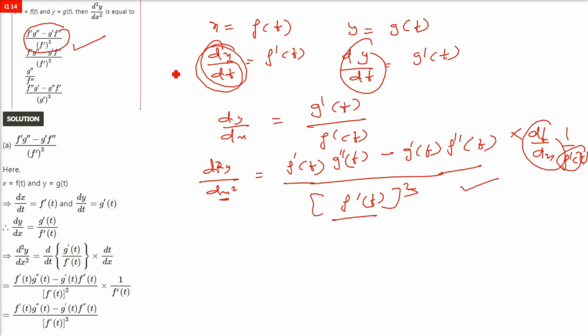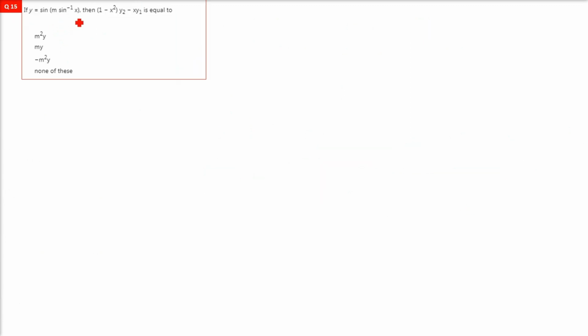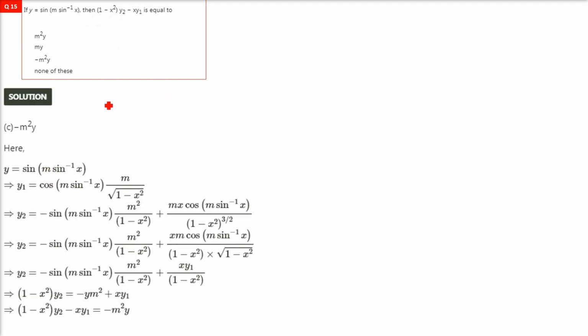That is the solution. y is equal to sin m sin inverse x. Then 1 minus x square y2 minus xy1 is equal to. So in previous exercises we have already completed this. For the sake of completion, we'll attempt this. y is sin m sin inverse x. So let us differentiate. dy by dx is sin is cos only. We'll call it y1. Sin is cos m sin inverse x.